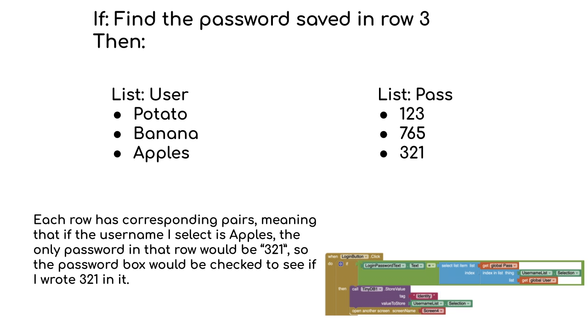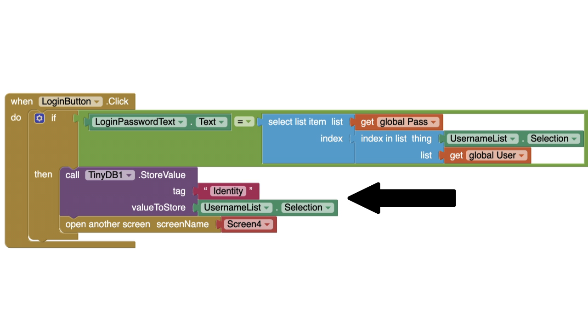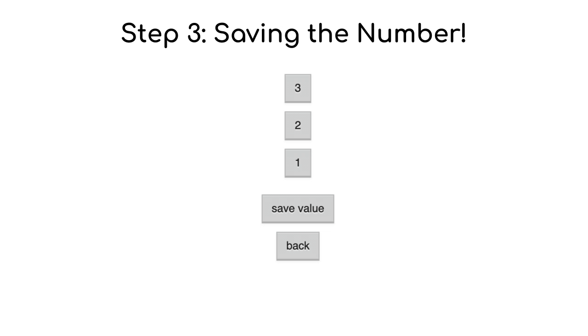However, if it does, then the app makes a new TinyDB storage tag called identity, which is where all the data storing actually happens now. It selects your username and makes that the value stored, and then it takes you to the fourth screen, the number selecting one.